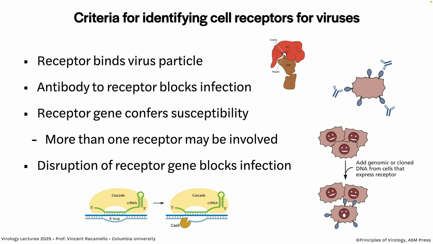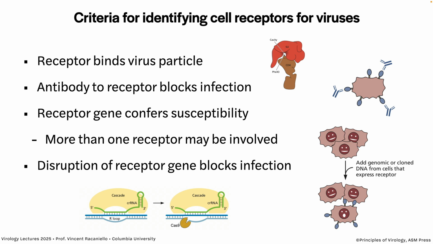Then if you can clone the receptor gene and put that into a cell that doesn't have a receptor and show that it confers susceptibility, that would be great. Remember what susceptibility is, right? The ability of a virus to bind to a cell. That's what susceptibility is.